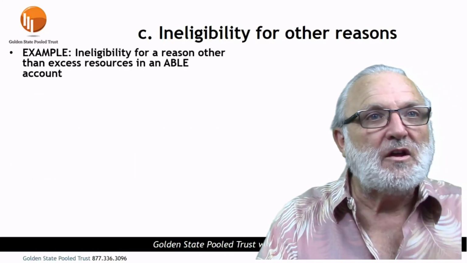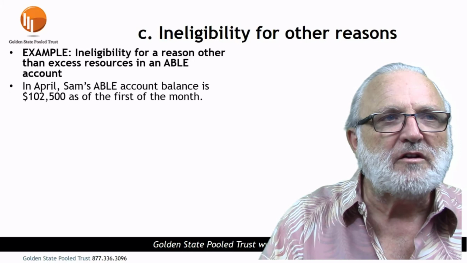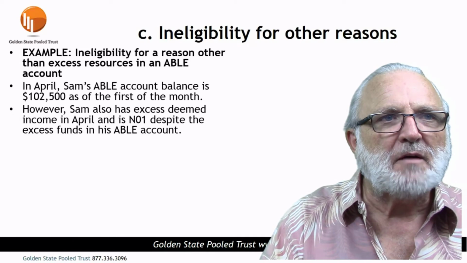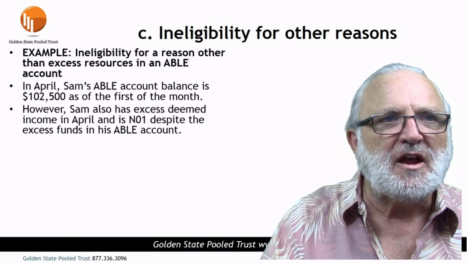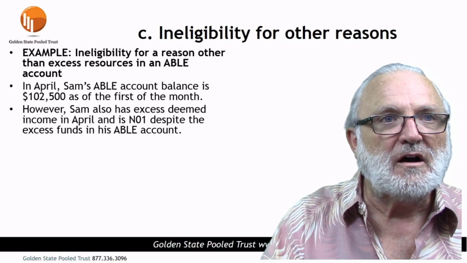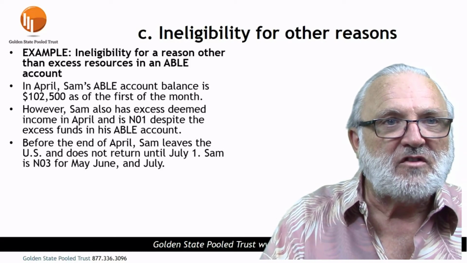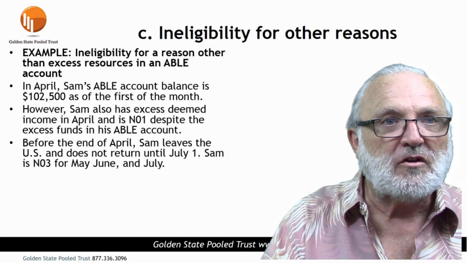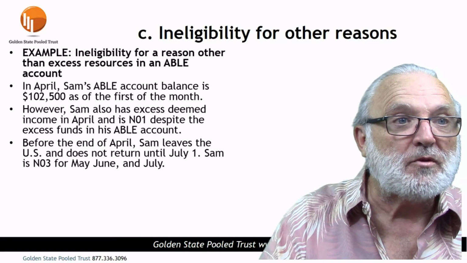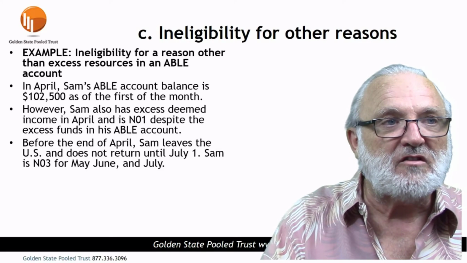Example here. In April, Sam's ABLE account balance is $102,500 as of the first of the month. However, Sam also has excess deemed income in April and is not eligible despite the excess funds in the ABLE account. Before the end of April, Sam leaves the United States and does not return until July. Here, Sam is not eligible for May, June, and July because you can't be out of the country for more than 30 days and remain eligible.